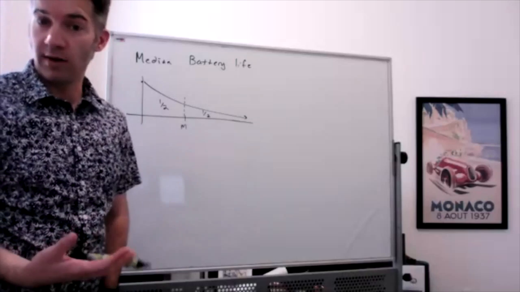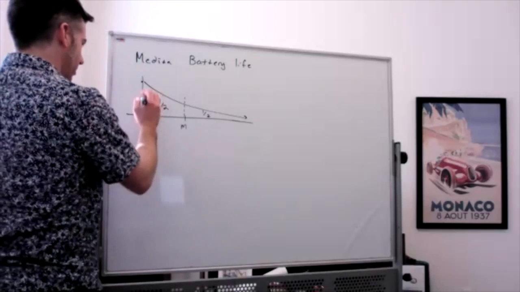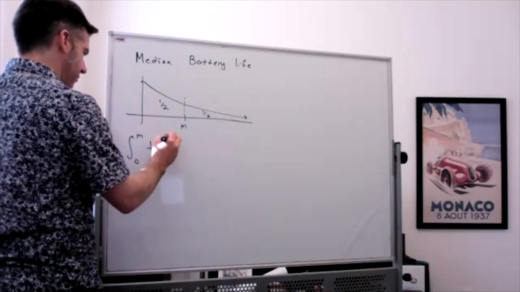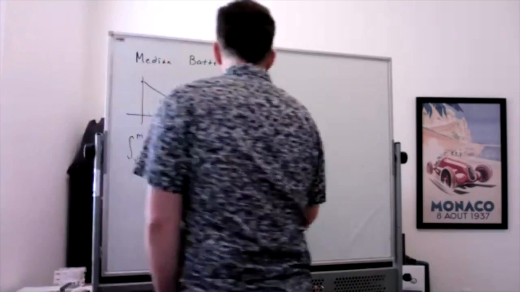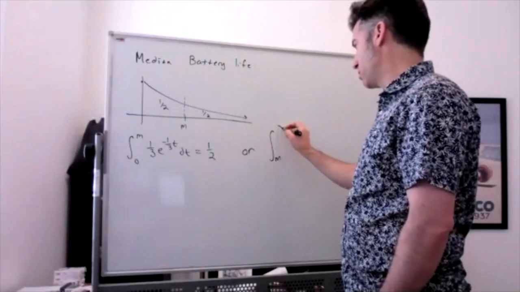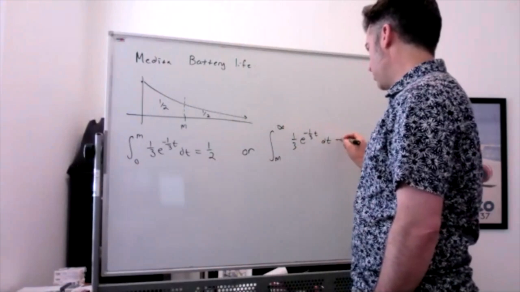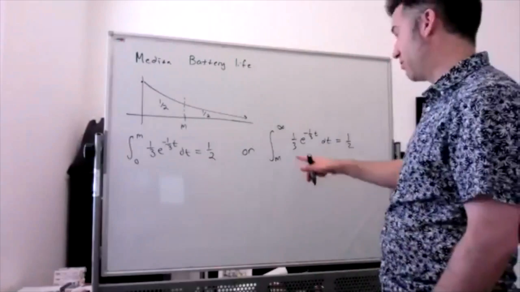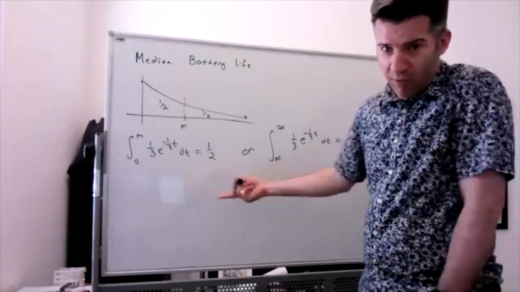So you could do one of two integrals, and I bet you can guess which one I'm going to pick. You can either say the integral from 0 to m of my PDF needs to equal 1/2, or you can do the integral from m to infinity of 1/3 e to the negative 1/3 t dt equal to 1/2. Which one do you think I'm going to pick? The one that's improper or the one that's proper? The one that's proper. Yeah, of course, right?